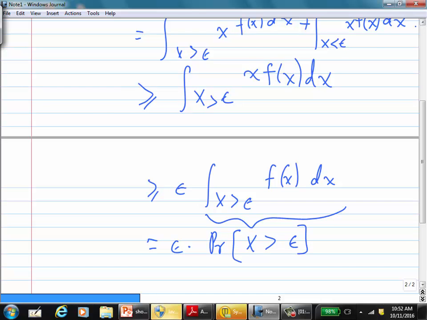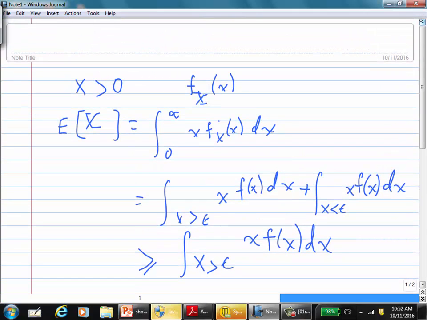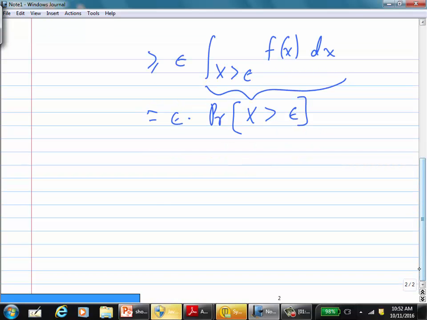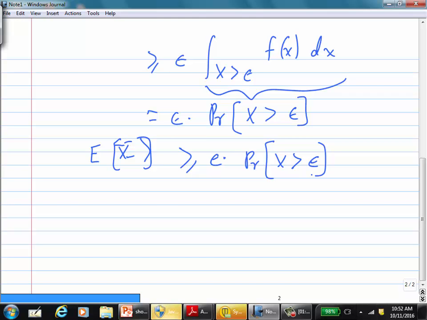So if you compare what I had at the very top, the expected value of x for a random variable that takes only positive values is greater than or equal to epsilon times the probability of x greater than epsilon. So our conclusion is that the expected value of x is greater than or equal to epsilon times the probability of x greater than epsilon. I didn't do anything illegal so far.